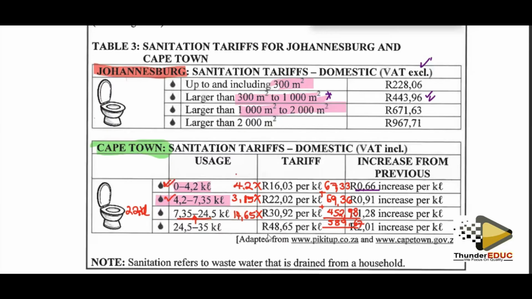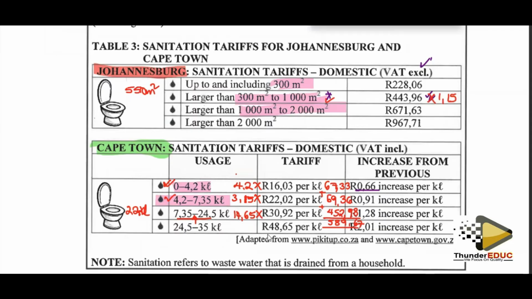We are calculating the amount of water in Johannesburg. The person who uses 22, and here we use the area of the house. They told us the area is 550 meters squared. That's the area of the house. So here in Johannesburg, that falls here. You understand? Even though you've used 22 kiloliters, we shall measure the water you've used according to your area of the house. So this is what we are going to use. But take note, Johannesburg excludes VAT. What are you going to do? You will need to include VAT here, and we multiply by 1.15.